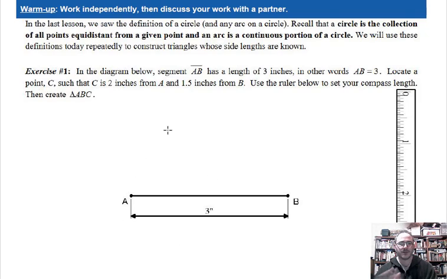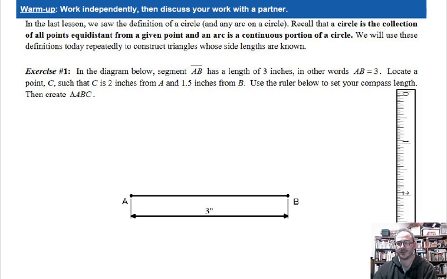In the diagram below, segment AB, right here, segment A to B, is a length of 3 inches. In other words, AB equals 3. Locate a point C. So that means we have to locate another point, to call it C, such that C is 2 inches from A and 1.5 inches from B. All right, let's try this.